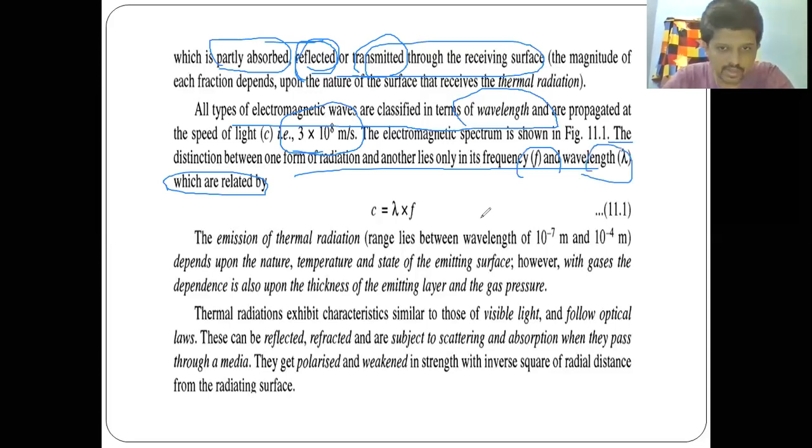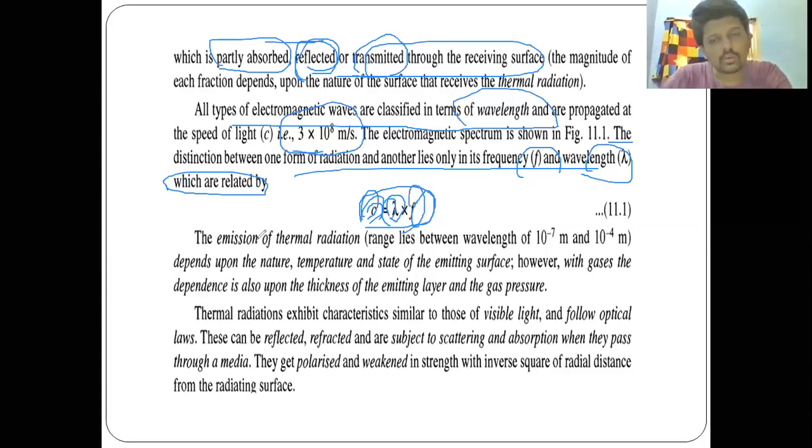They are related by an equation: C is equal to lambda into F. Lambda is the wavelength, F is the frequency, and C is a constant, the speed of light, which is 3 into 10 power 8 meters per second. C is a constant value because we are considering the propagating wave to have a speed approximately equal to the speed of light. This is our wavelength and this is our frequency.